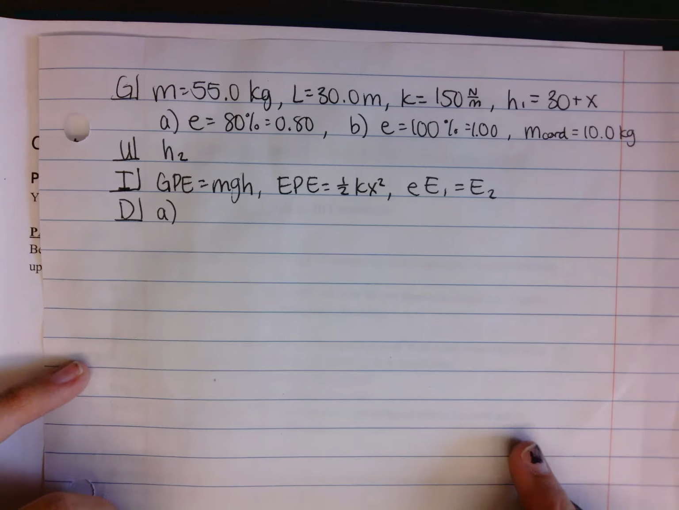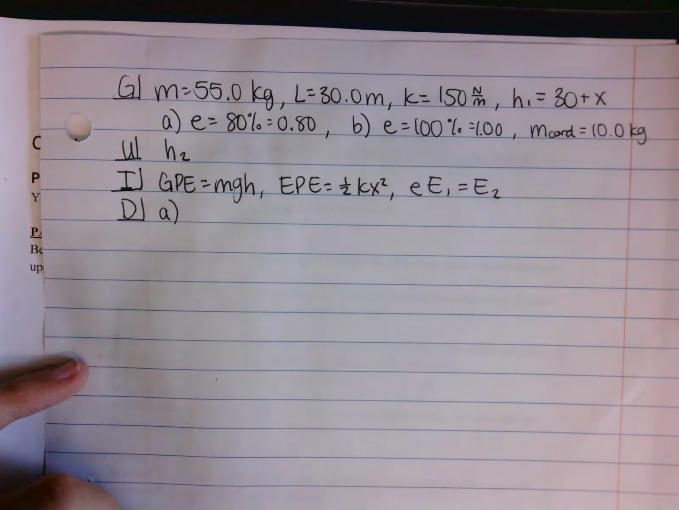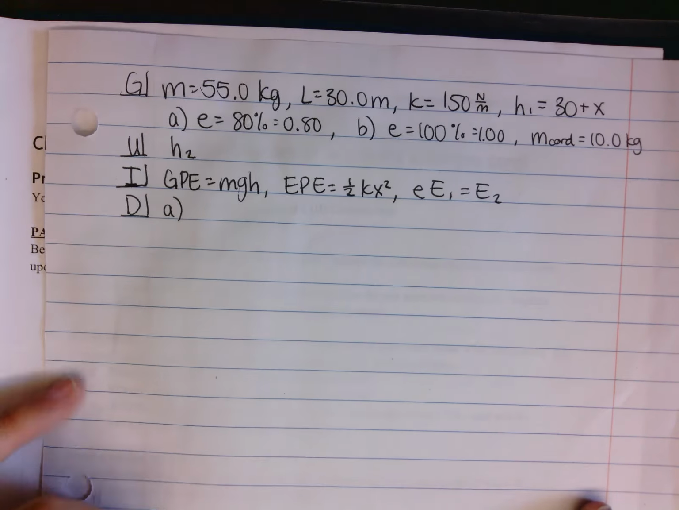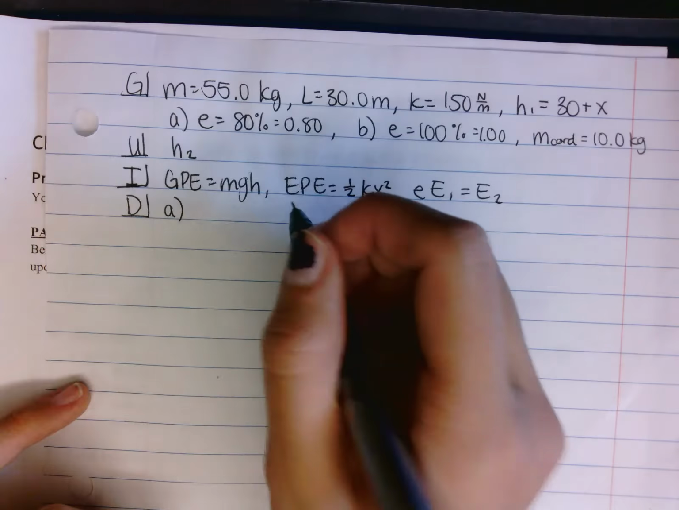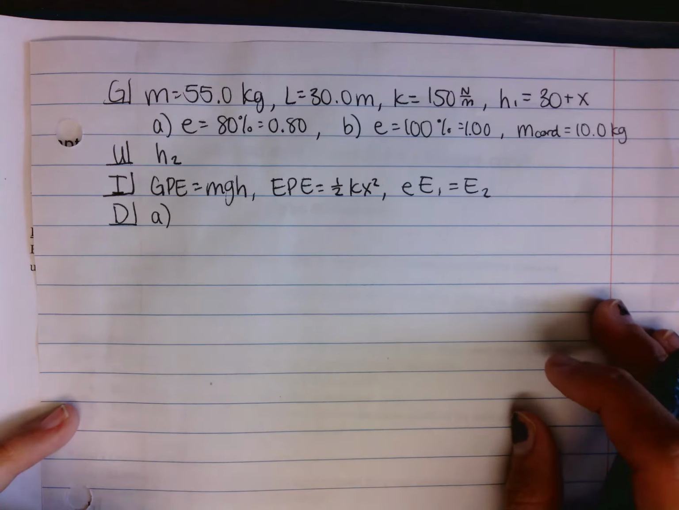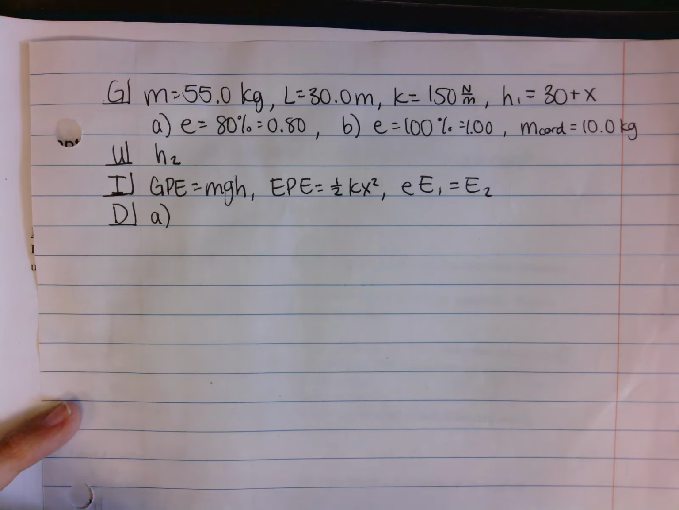So, starting off, we know that the energy type that is present in point 1 is GPE because they haven't dropped yet. And in point 2, we're going to set it to only EPE and set the height of the lowest point to 0 so that we don't have to worry about GPE.